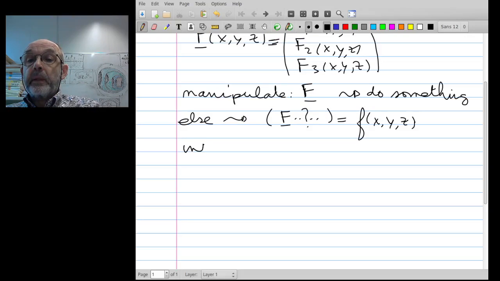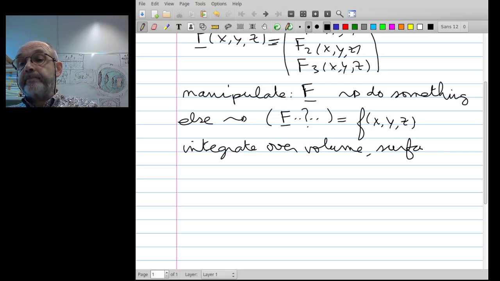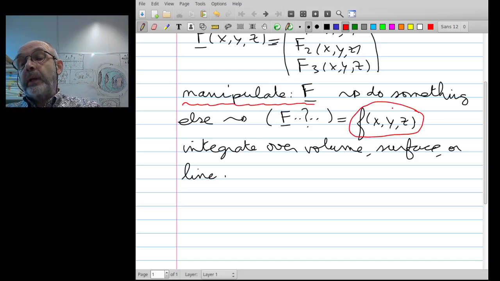that you want to integrate in R3, integrate over a volume, or over a surface, or a line. But keep in mind that you will have to manipulate that vector field in some way, so that you have some function which, if you fill in x, y, and z, gives you some real number, and that you will integrate over some volume, some surface, or some line. That is integrating vector fields.